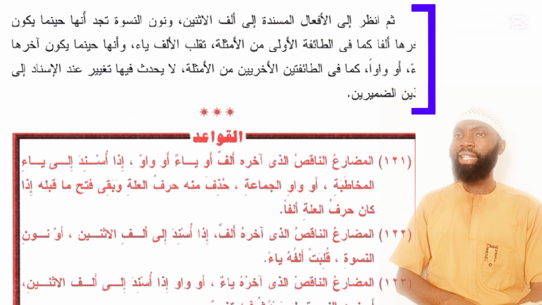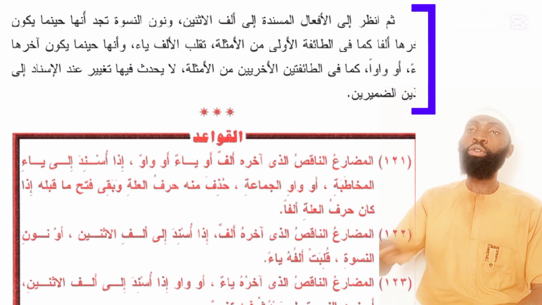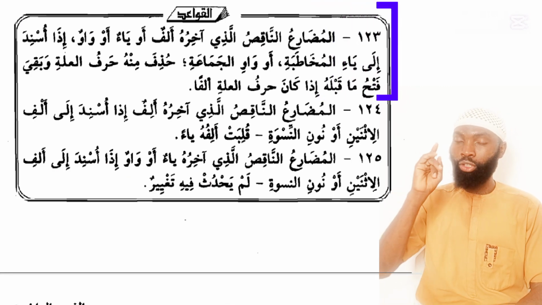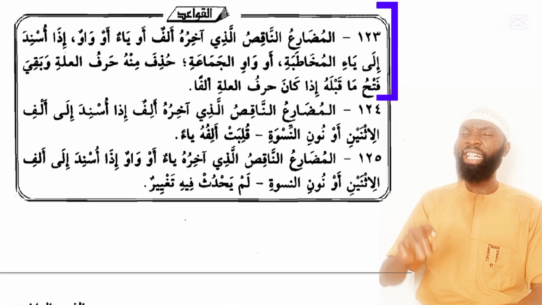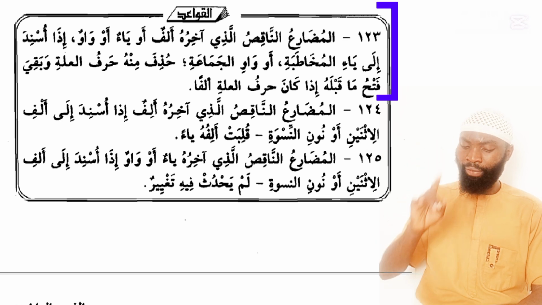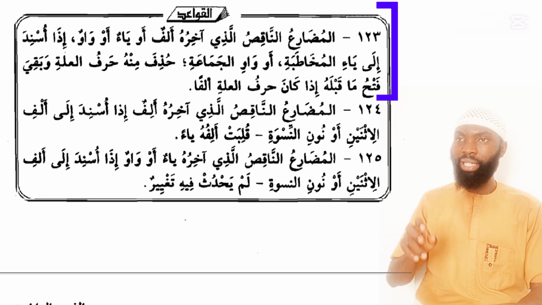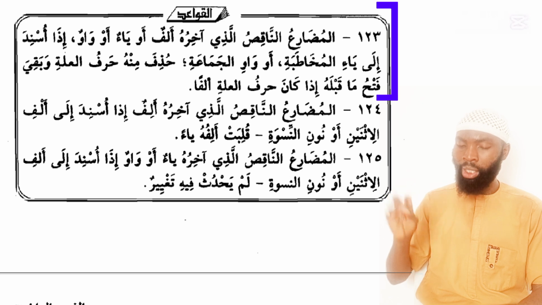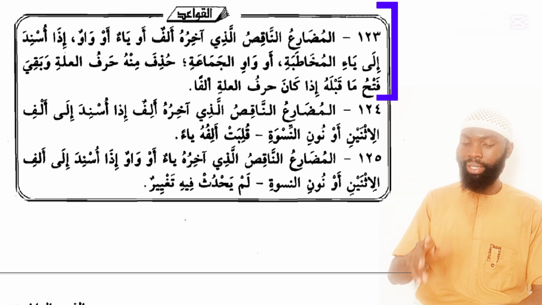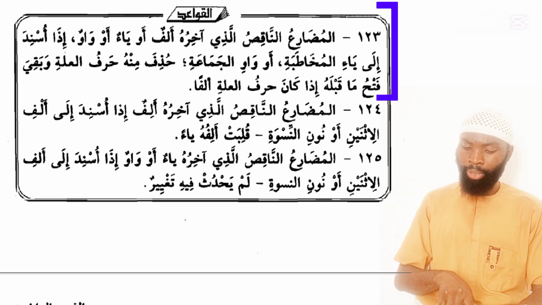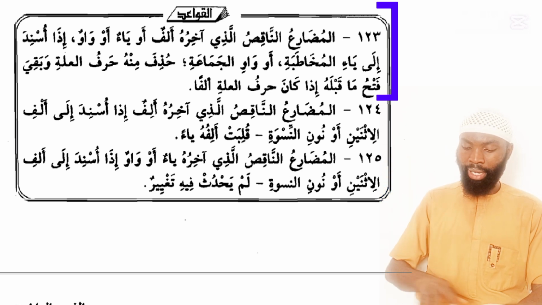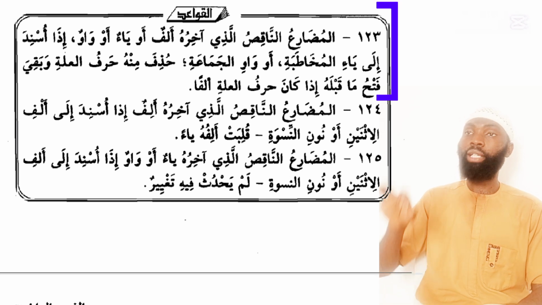This is when we try to attribute to this type of pronouns. Now we have al-qawaid, rules. The first rule says: the present tense verb whose ending is alif, ya or wa, if it is attributed to the ya of the second person female or the wa of plurality, the sick letter will be omitted, and the fatha of the letter coming before it will remain as long as the sick letter is alif.